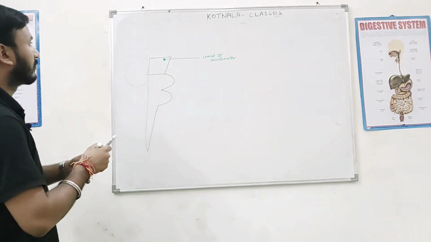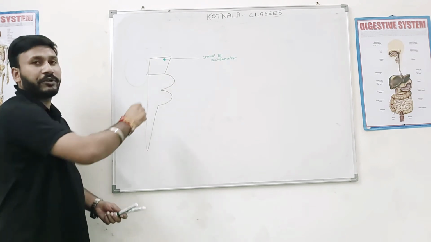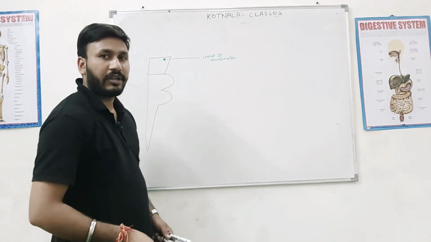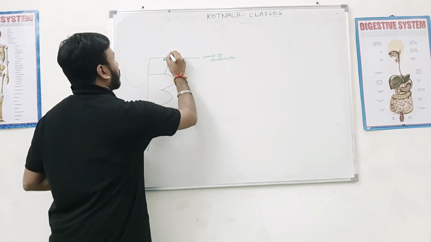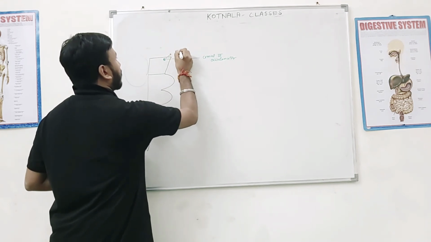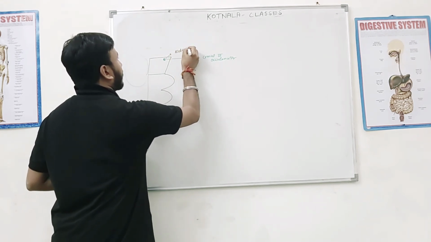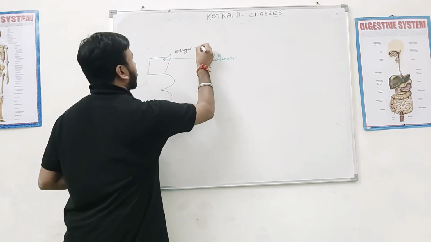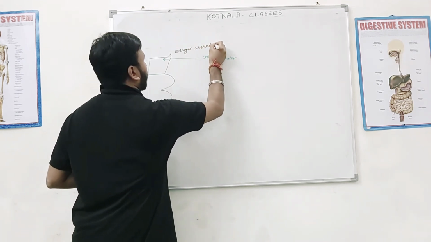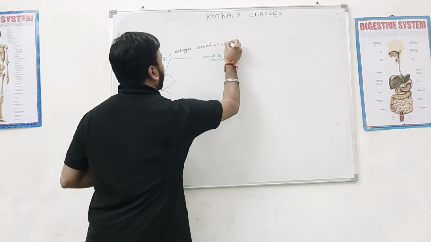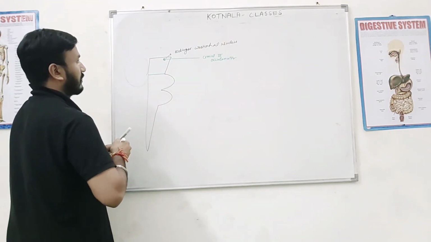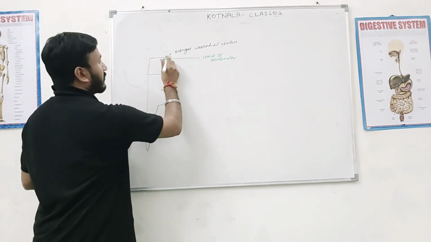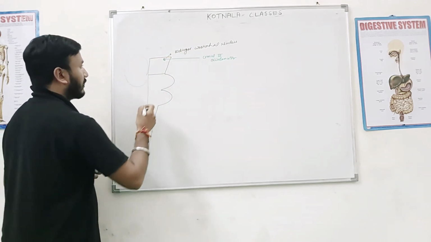And of course, what is the name of this nucleus? That's very important. This is called the Edinger-Westphal nucleus. Okay, this is the nucleus for cranial nerve 3.